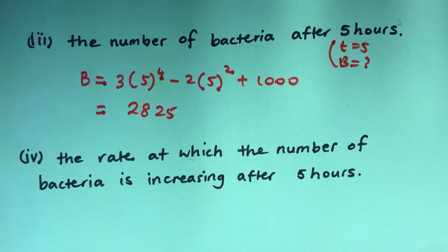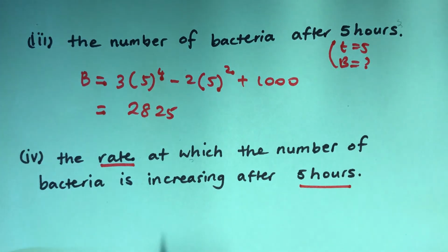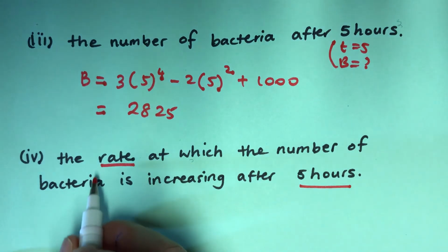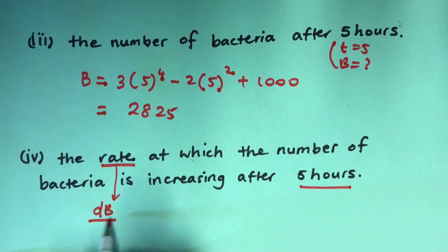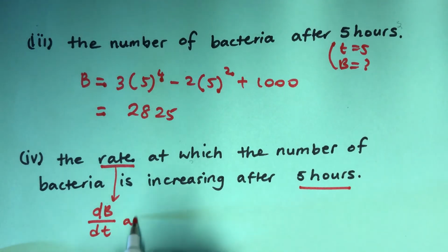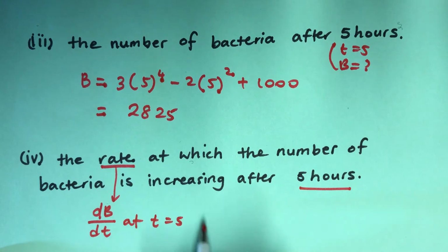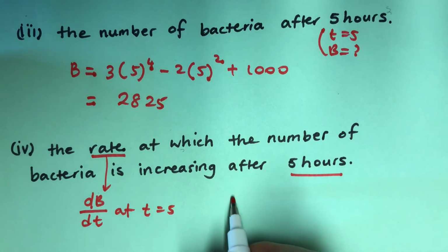Okay, next one. All right, so the rate at which the number of bacteria is increasing after 5 hours. Okay, so we should get a positive number because it's increasing. Now this is the rate, so we need to do dB over dt. So at t equals 5, that's what we're looking for. So I'm going to have to differentiate this.